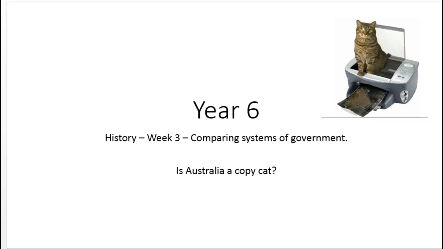Hello, Year 6. Okay, today we're going to do Lesson 6, which is Week 3 in history, and we're going to look at comparing the Australian system of government with that of the United Kingdom, or the UK, and America, which is the USA. So we're going to look at whether Australia is a copycat. Did we copy America and England to form our own government? Well, that's what we're going to find out.